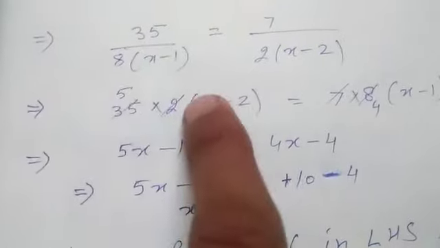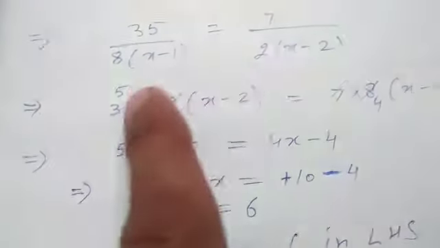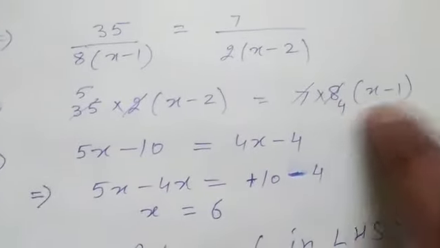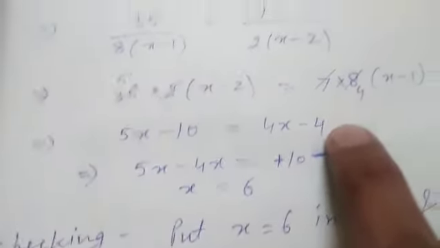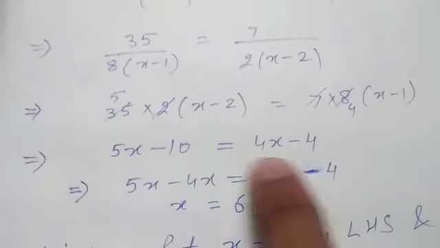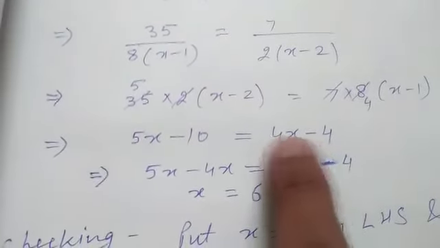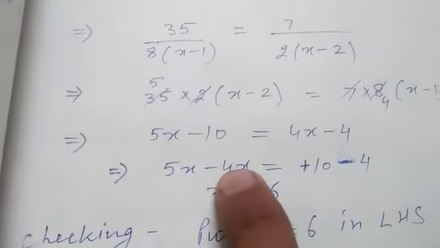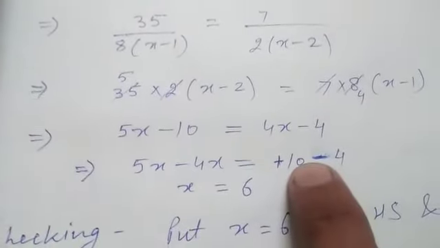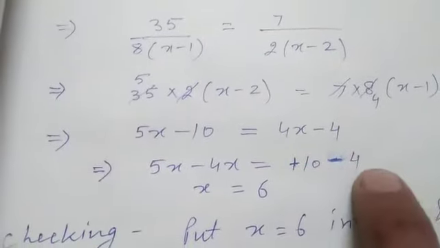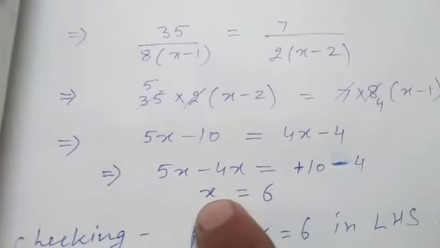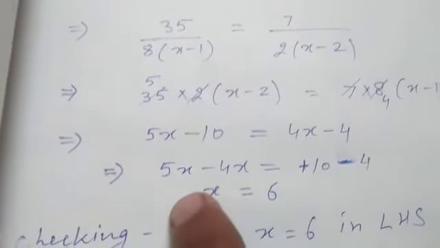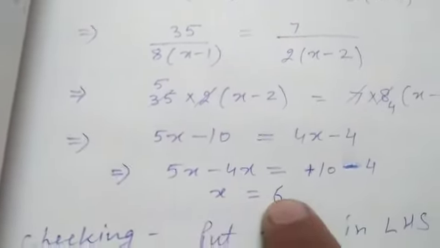So what is left? 5x, 5 into x is 5x, 5 twos are 10, minus 10. And this one is 4x, and 4 into minus 1 is minus 4. So 5x minus 10 is equal to 4x minus 4. Now transpose 4x towards this side: 5x minus 4x, and minus 10 becomes a plus sign, 10 minus 4. So 5x minus 4x is x because 5 minus 4 is 1, and x as it is. x is equal to 6.